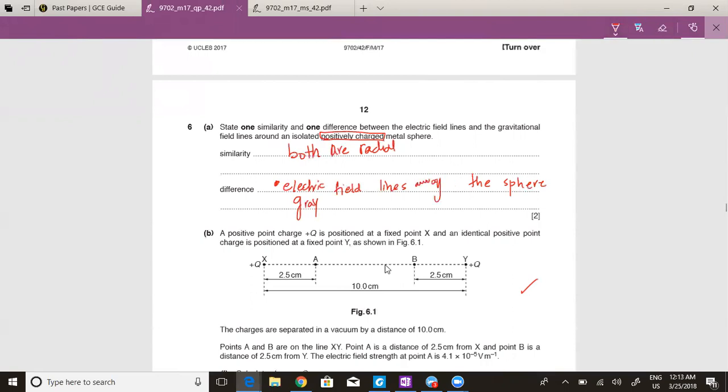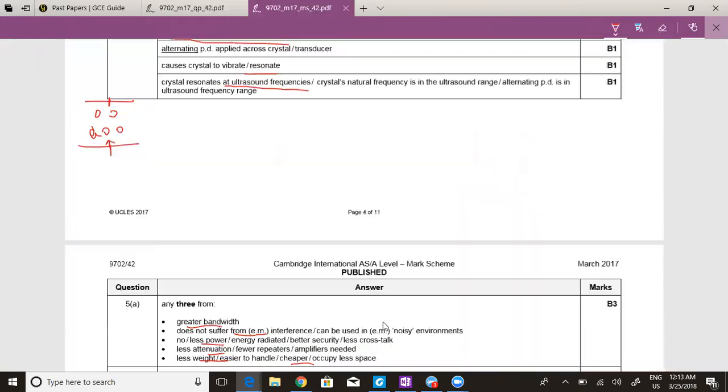Electric field lines point away from the sphere, because that is the standard for a positive charge, and because the metal sphere is positively charged, it would be repelled. Gravitational field lines point towards the sphere, and gravitational field lines are always attractive. That's why we have it towards the sphere.